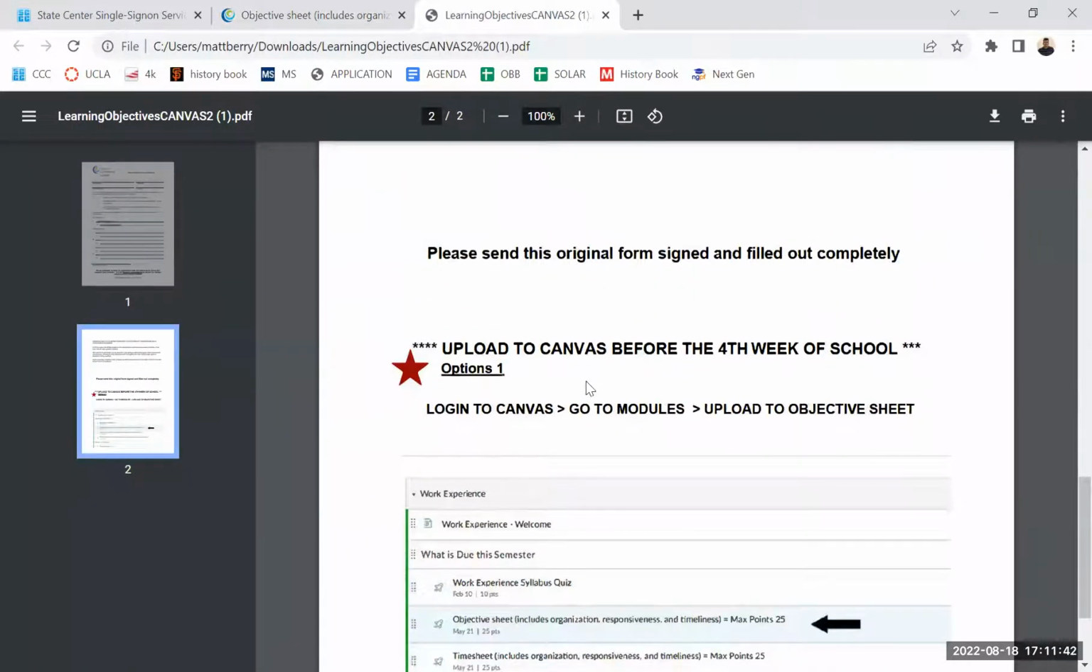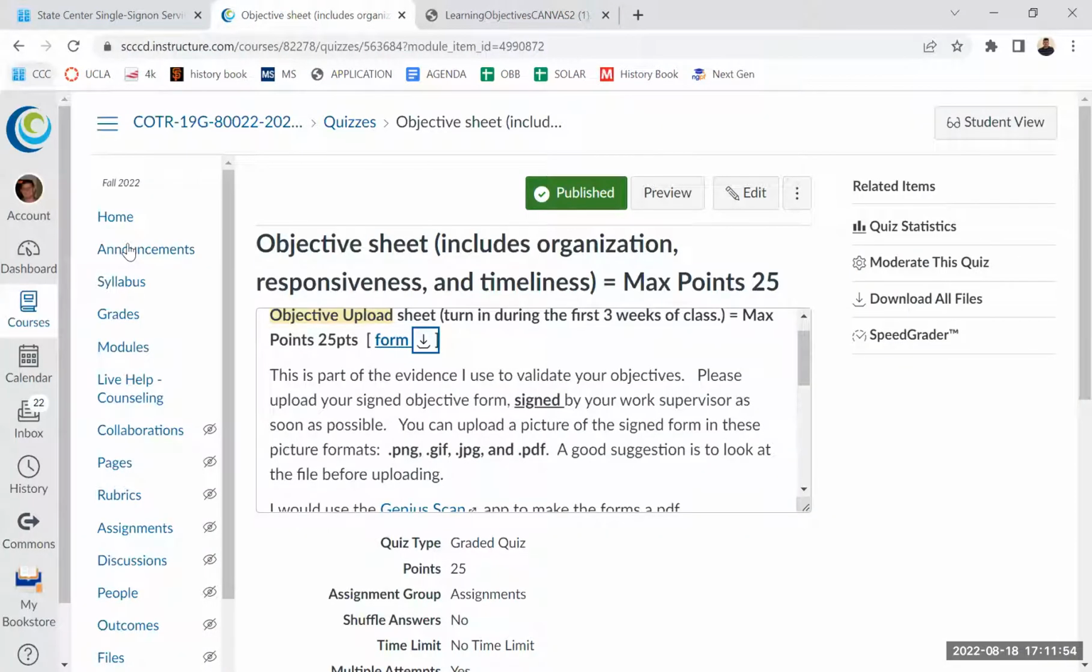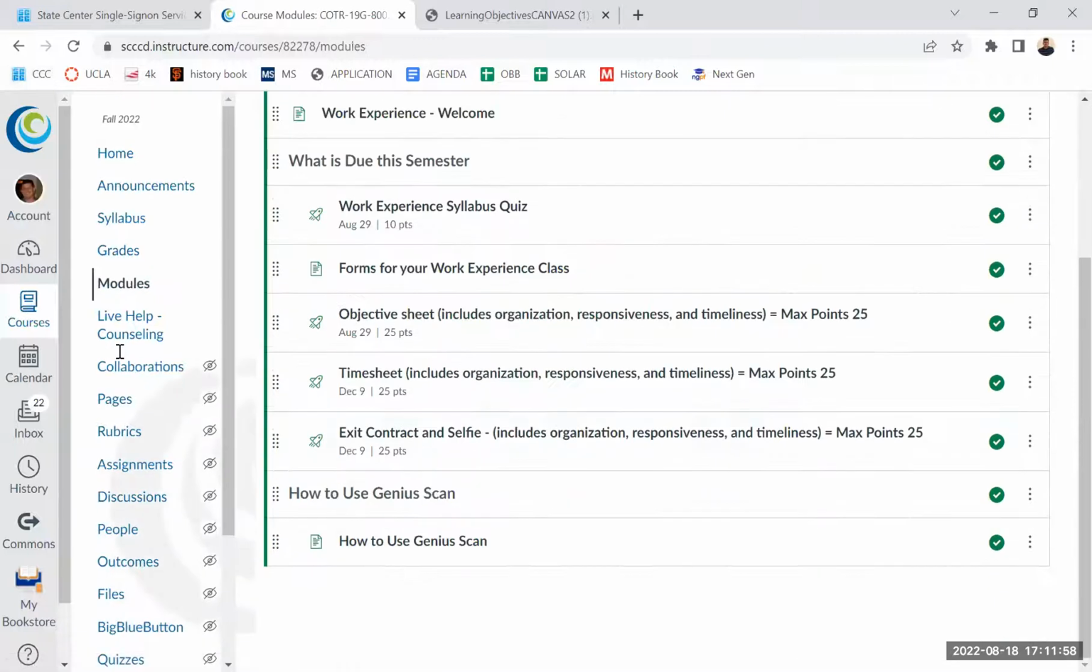You can upload it to Canvas. The easiest way is probably just snap a picture of it and then convert it to a PDF. Now in Canvas right here, you can use GeniaScan to do it. If you click on modules, down at the bottom, there's a whole little tutorial on how to use GeniaScan. You can take a picture and you can convert it to a PDF and turn that in. If you take a picture with your phone, a lot of, yeah, was there a question?